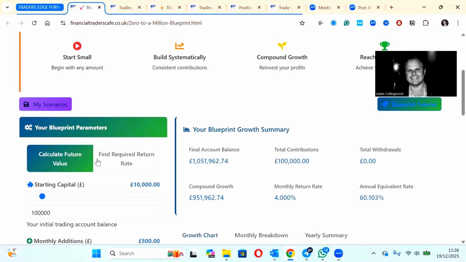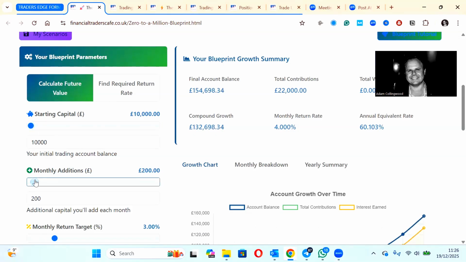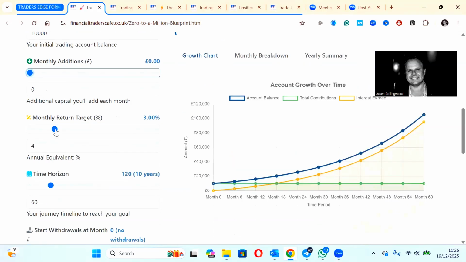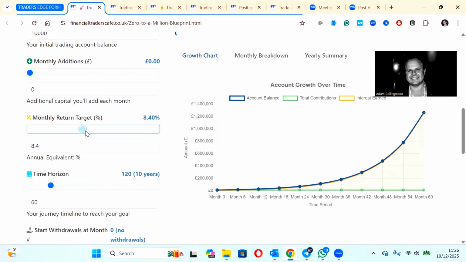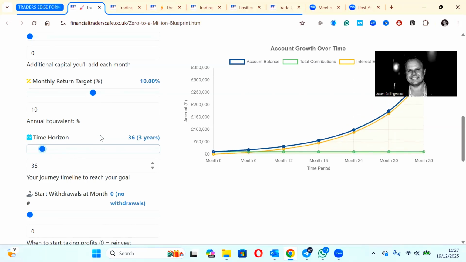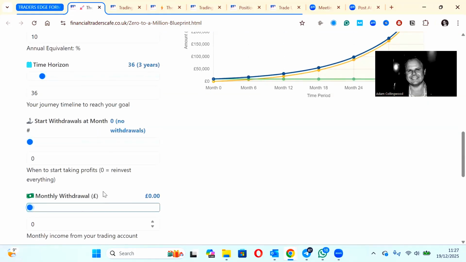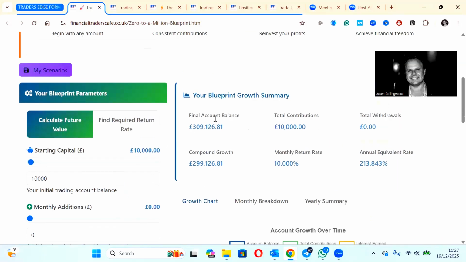So if we're looking at the calculated future value, let's just say you've got £10,000 to begin with. So we'll put 10,000 in here. We're not going to put any monthly additions in at all. And let's just say your monthly target is 10%. You might think that you can get to 10% per month trading. Most people get haphazard returns each month, but let's just say it's 10%. And in the future, you want to give yourself 3 years. You're not going to take any withdrawals, because I've built into this a point in the future where you can take withdrawals. Not taking any at the moment.